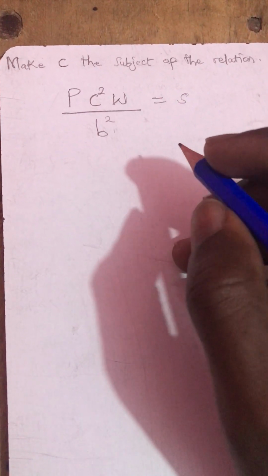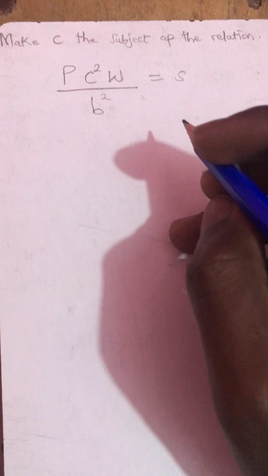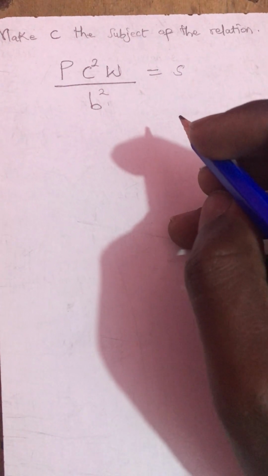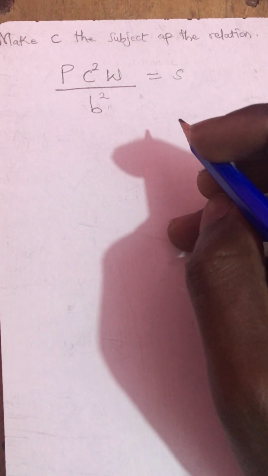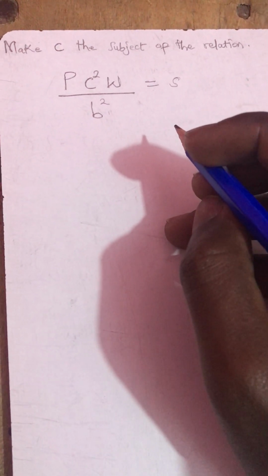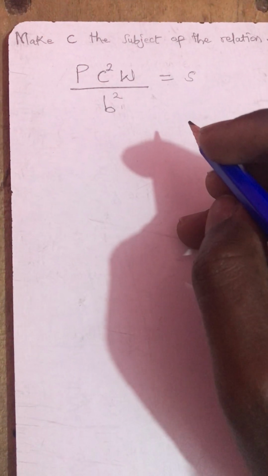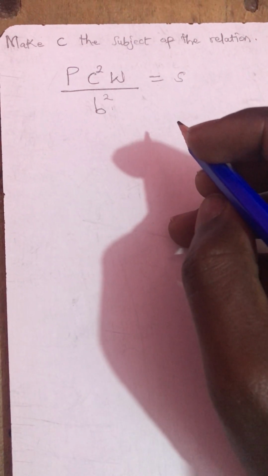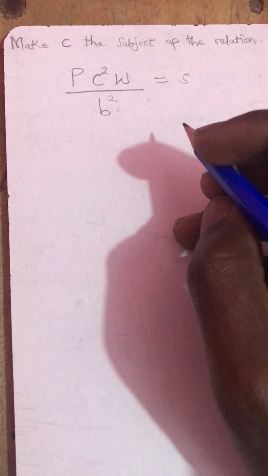In today's series, we will be solving a practical question in mathematics, change of subject, right? So let's quickly delve into the question. Our question for the day is: make C the subject of the relation.